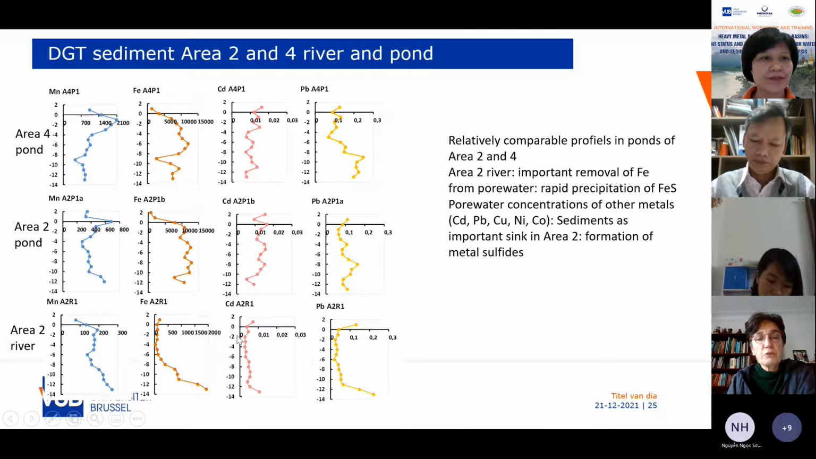So also here, if you use the flux, the concentration gradient, we will see an important flux from the overlying water to the pore water.